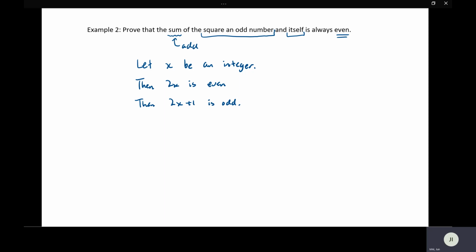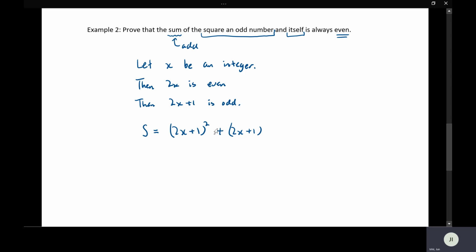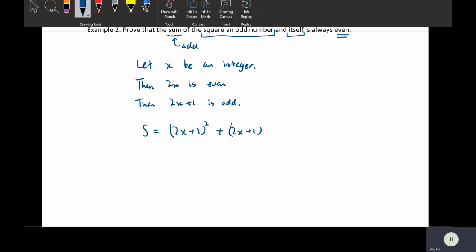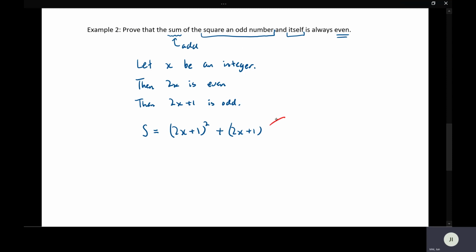All right, so the sum. I'm just going to call it S. The sum of the square of the odd number. So if I take 2x plus 1, and square it, that's the first part here. So the sum of the square of the odd number, and I'm going to add that to itself, right? So itself is 2x plus 1. I'll put that in brackets as well. And we want to show that this is even.